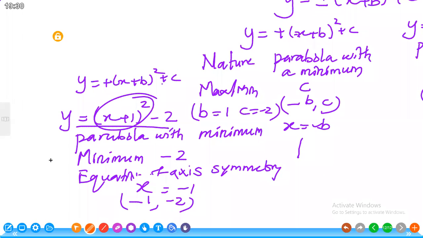Then you already know x squared is positive, so the parabola has a minimum, and the minimum value is given as c according to the table. So here c is equal to -2, so minimum value is -2. And also equation of axisymmetry is given as x is equal to -b. Here b is equal to +1, so when we convert into negative, x is equal to -1. So according to these two values, you have to obtain the coordinates of turning point. Here x coordinate is -1, and the minimum value is the y coordinate, so (-1, -2). Right? Okay.